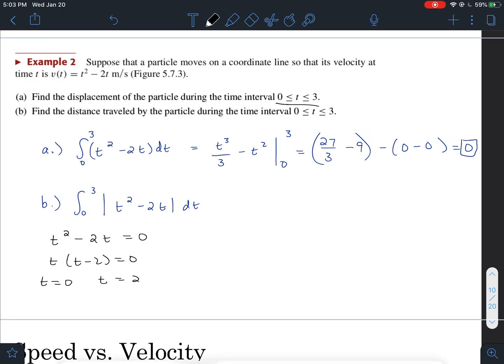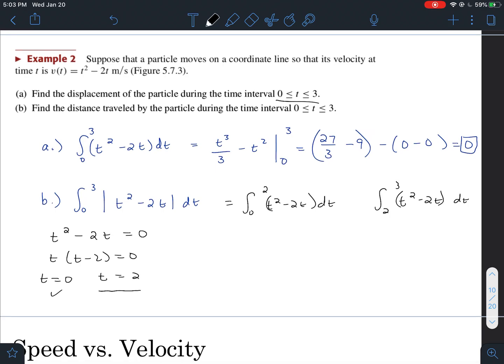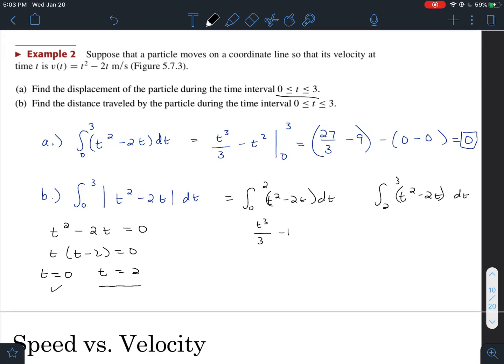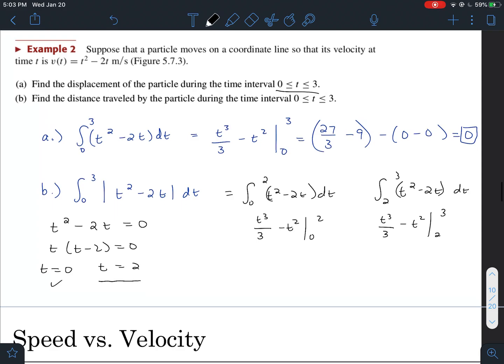Well, we want to go between 0 and 3, so the 0 is okay. So what we're going to do is integrate from 0 to the other number. So we're going to integrate from 0 to 2 of t squared minus 2t dt, and then from 2 to 3 of t squared minus 2t dt. Now, one of those is going to be negative, but if we want to find the distance, then we're just going to switch it and make it positive. So let's do this. This would be t cubed over 3 minus t squared between 0 and 2, and then t cubed over 3 minus t squared between 2 and 3.